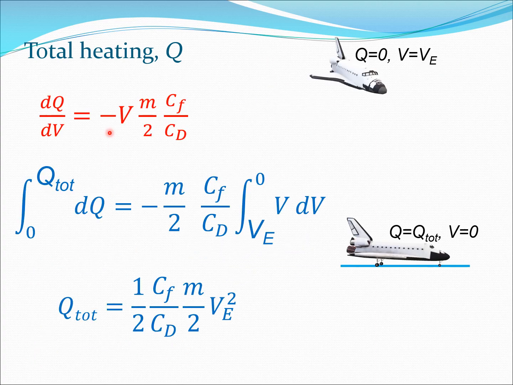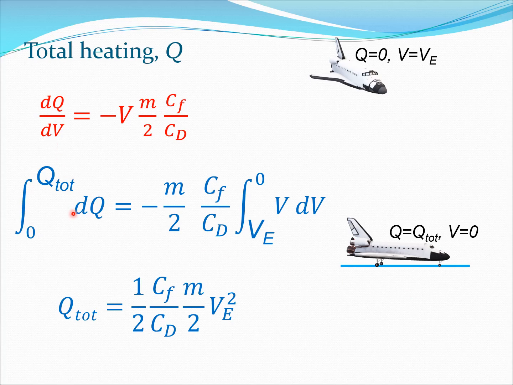So now we are ready for some integration. So we take the dq by dv. We can now see that this expression is something which we can integrate easily. And what we are going to do is we are going to presume the spacecraft enters the Earth at velocity v is v infinity, Ve. So this is the velocity here, the entry velocity, and at that point the heating is simply 0. And when you reach this point here where velocity is 0, q is q total. So this is the total heat. So we are going to calculate this total heat.